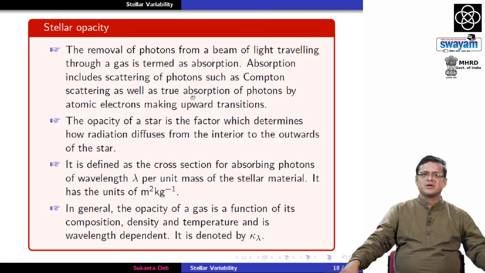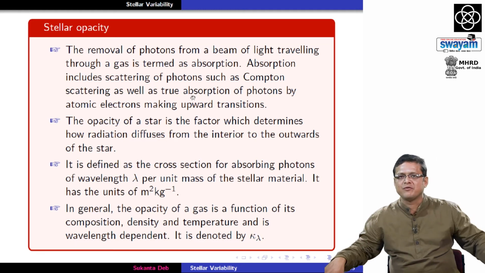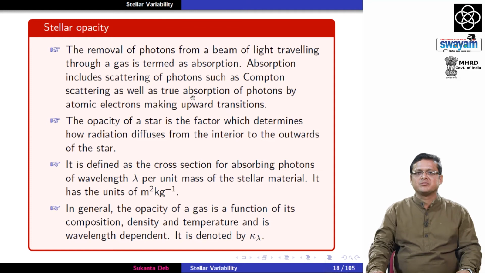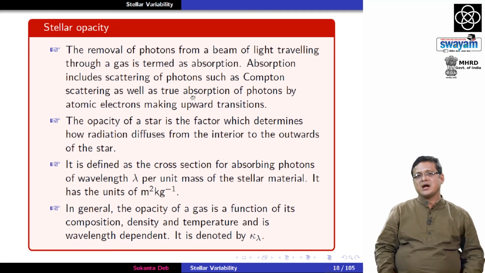Then we will also encounter some term like stellar opacity. The removal of photons from a beam of light travelling through a gas is termed as absorption. Absorption includes scattering of photons such as Compton scattering, as well as true absorption of photons by atomic electrons making upward transitions. The opacity of a star is a factor which determines how radiation diffuses from the interior to the outwards of the star.